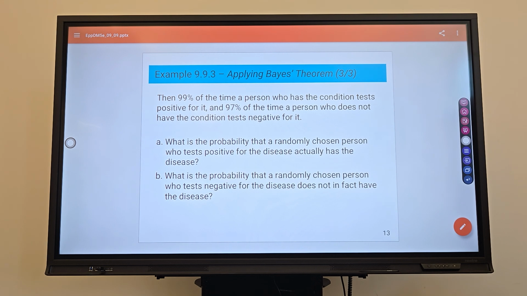What is the probability that a randomly chosen person who tests positive for the disease actually has the disease? And what is the probability that a randomly chosen person who tests negative for the disease does not in fact have the disease?